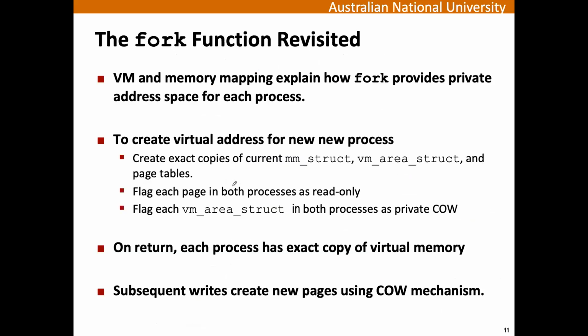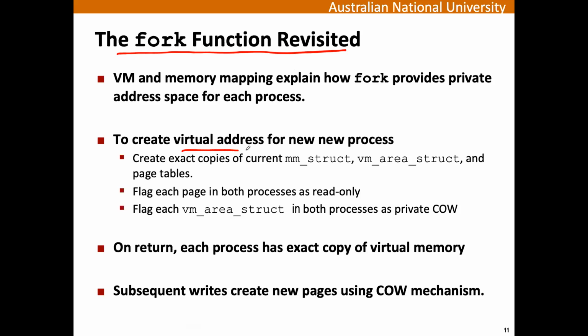So now we have enough knowledge to understand what was really happening in the fork function a few weeks ago. When we were doing fork, we were saying that the entire virtual address space of the process is copied and handed over to the child process. But now we know that there is no such thing as an actual virtual address space in memory. It's just a bunch of data structures.